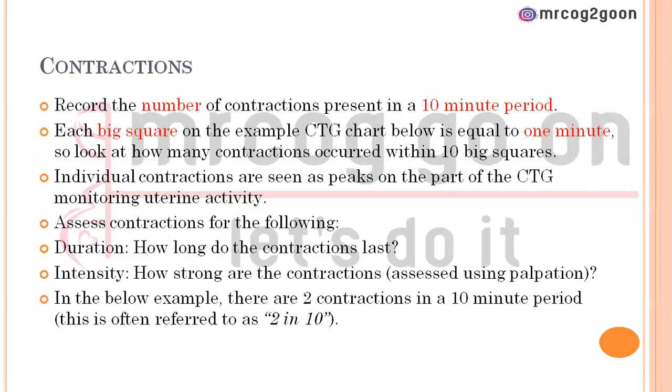Contractions: you have to look how many contractions in 10 minutes. It should be from 2 to 5, not less than 2 and not more than 5. You have to maintain the contraction between 2 and 5. You have to look for the duration of the contraction and the intensity of the contraction.